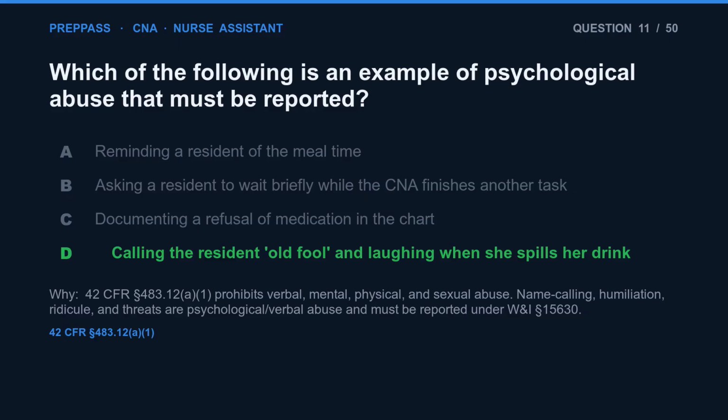The correct answer is D. 42 CFR Section 483.12(a)(1) prohibits verbal, mental, physical, and sexual abuse. Name-calling, humiliation, ridicule, and threats are psychological/verbal abuse and must be reported under WIC Section 15630.